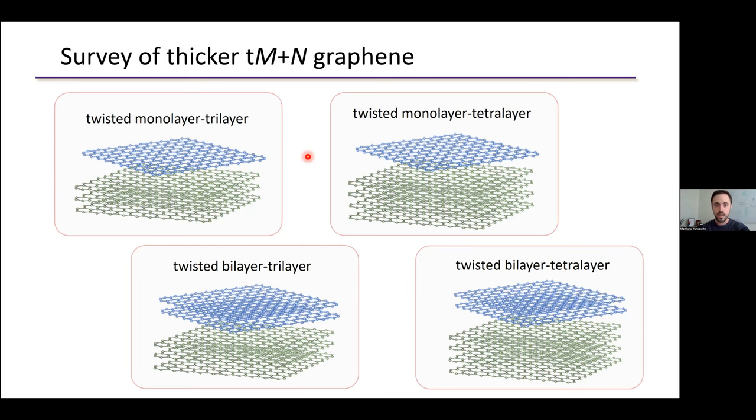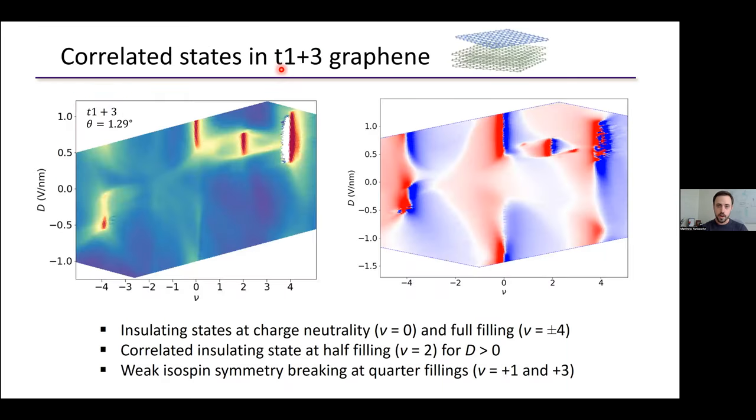So if I look at twisted monolayer trilayer graphene, to the seasoned eye, the transport actually looks very similar to what we find in twisted mono bilayer and twisted bilayer bilayer. We have insulating states at neutrality and full band filling. We have this halo surrounding a correlated insulating state at half filling, and then weaker signs of symmetry breaking every quarter and three quarters filling.